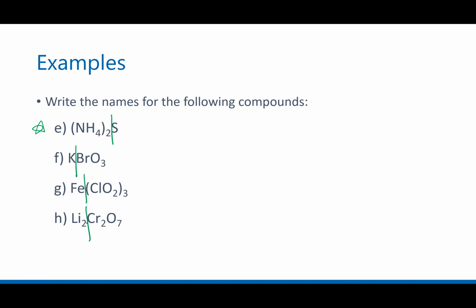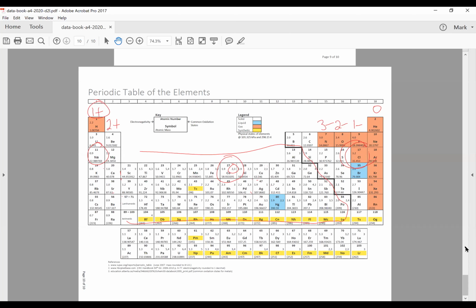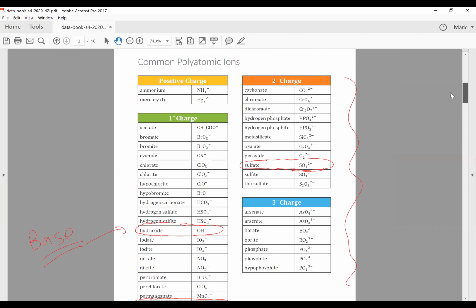And I know in E, for example, the first thing on the left in brackets is our cation. Cation always gets listed first. The second thing in the name is always the anion. So this is confusing because I got a polyatomic cation. So I'm going to go to my periodic table. I'm going to go all the way up.